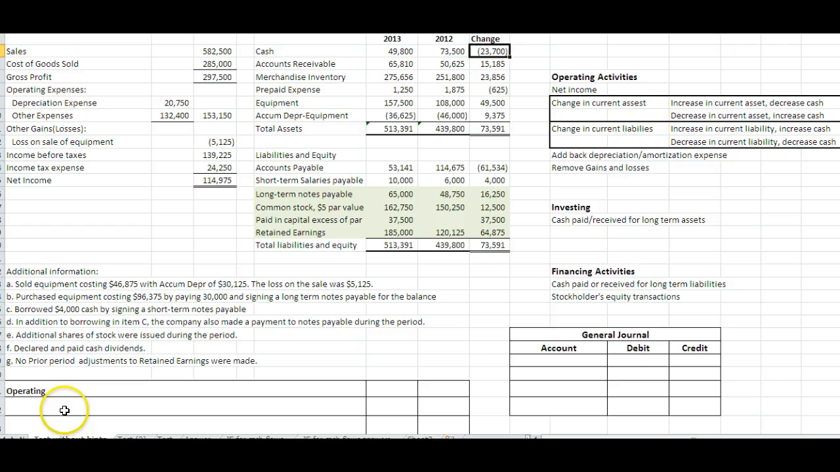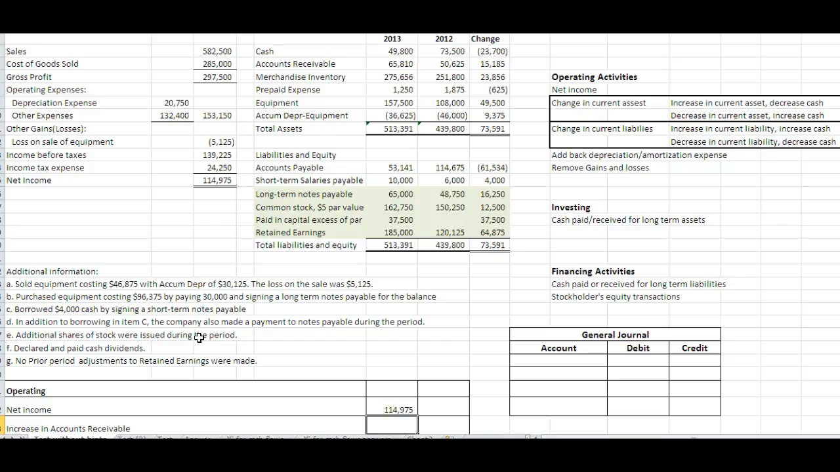So let's get started. Under operating, the first thing we're going to do is add net income. So I get my net income right here from my income statement. It's $114,975. And then next I'm going to look for my change in my current assets other than cash. So I start with my accounts receivable, and I'm going to describe that by saying it was an increase in accounts receivable.